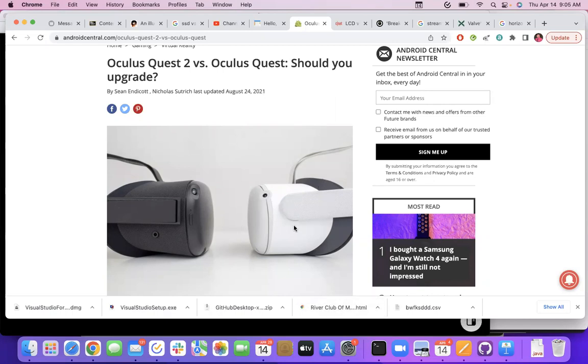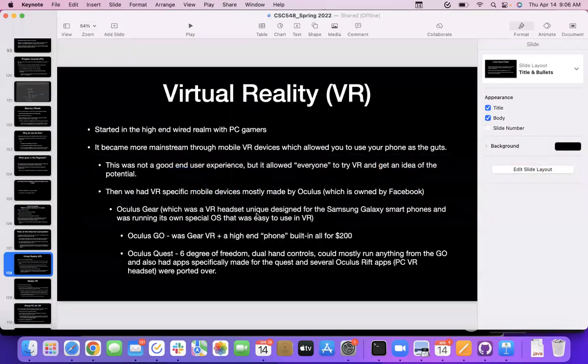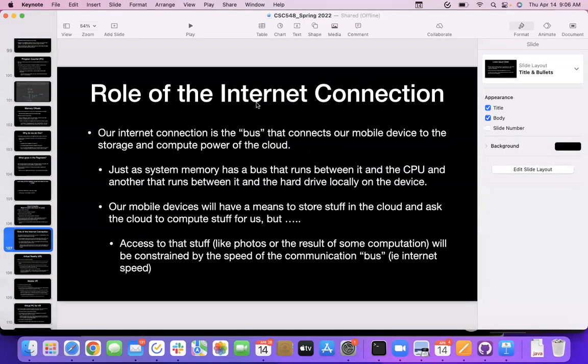So I sit in my living room here playing PC VR using my Quest 2 wirelessly. I'm not tethered. I'm not even sitting in the same room as the computer. I'm somewhere else in the house. So these things are becoming more and more impressive using these concepts of cloud computing. Role of the internet connection, in this case, is the role of my local wireless network in my house for streaming from that computer downstairs to the headset here in the living room.